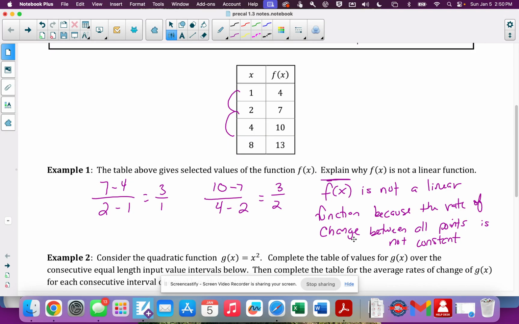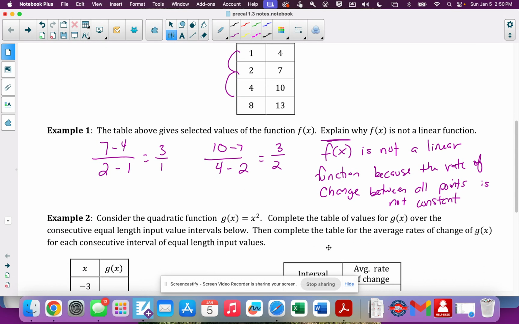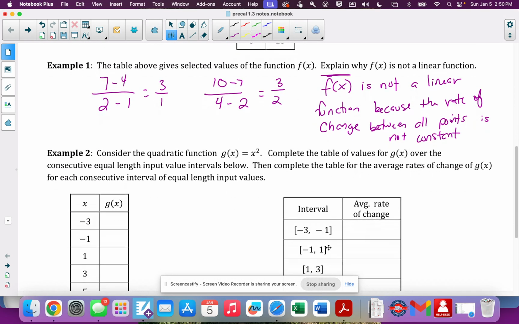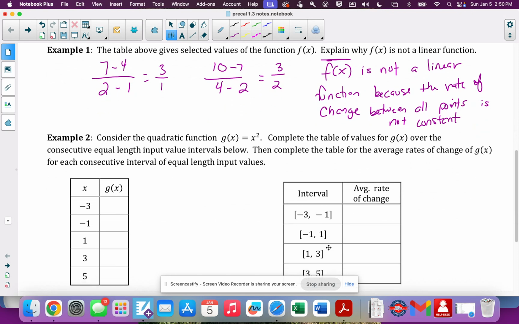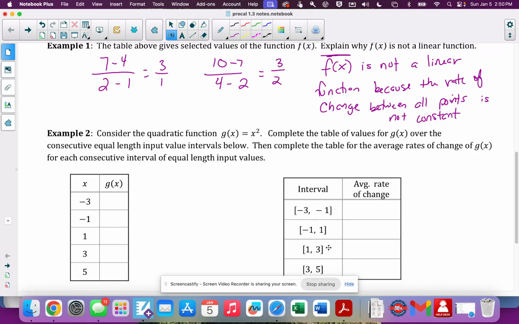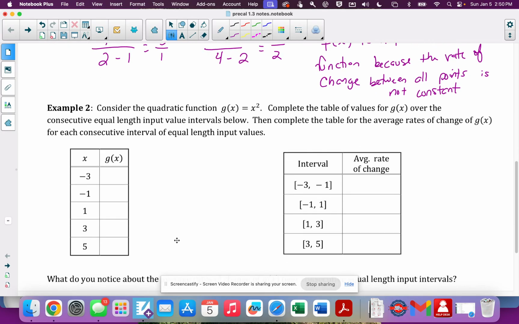All right, so let's try quadratics. Okay, so we're going to complete the table of values, and then we're going to check the average rate of changes, and we're going to talk about what you see when we're doing the average rate of changes. Okay, so very, very easy. We're just substituting in a basic x squared. Negative 3 squared is 9. Negative 1 squared is 1. 1 squared is 1. 3 squared is 9. 5 squared is 25.